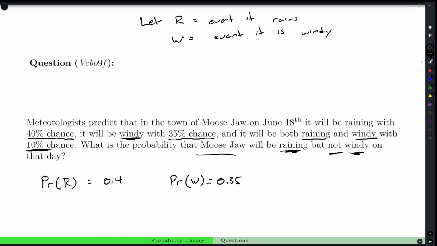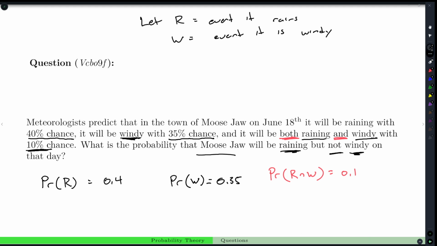And then, the probability that it is both raining and windy is represented with an intersection of these events, right? Both and, these are exactly the terms we see in English to represent an intersection of sets, or in this case specifically intersection of events. And we're told that's a 10% chance, that's 0.1.